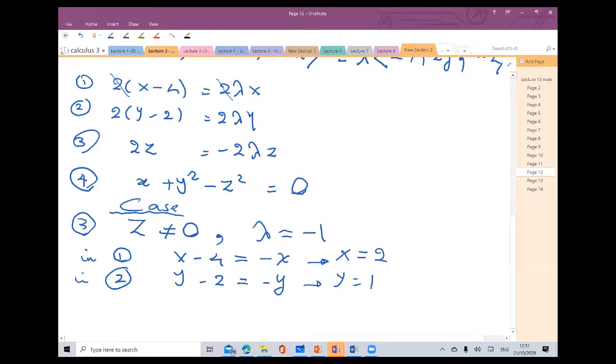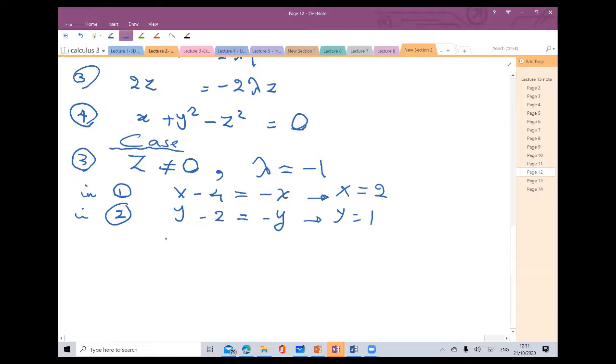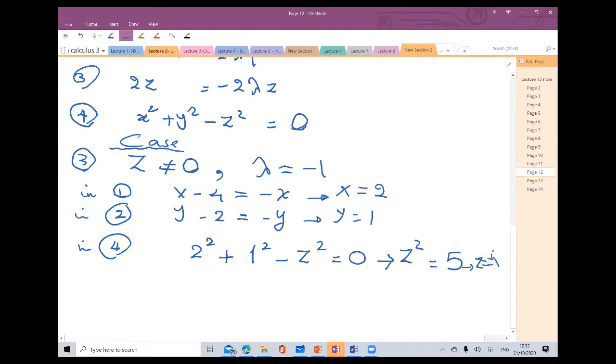So you got an answer for this case, in which you found a point which is (2, 1), and we still didn't get the z. So I'm going to plug these values in equation 4 to get my z. So 2 squared plus y squared minus z squared is equal to 0, meaning z squared is equal to 5, right? So z is plus or minus root 5. So you have values for x, y and z. Now you have the point 2, 1 and plus or minus root 5 simply.